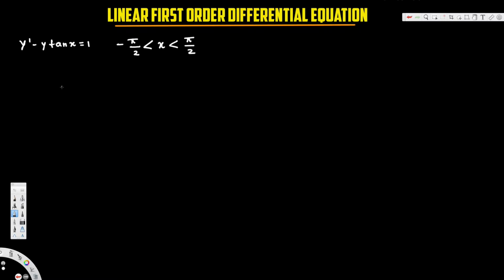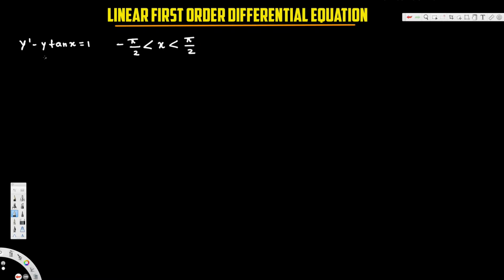Let's look at this problem right here. Here we have a first order differential equation. We know this is a first order by looking at the derivative. If it's a first derivative, it's a first order, and also the y power shouldn't be above 1. If it's above 1, it's not linear.